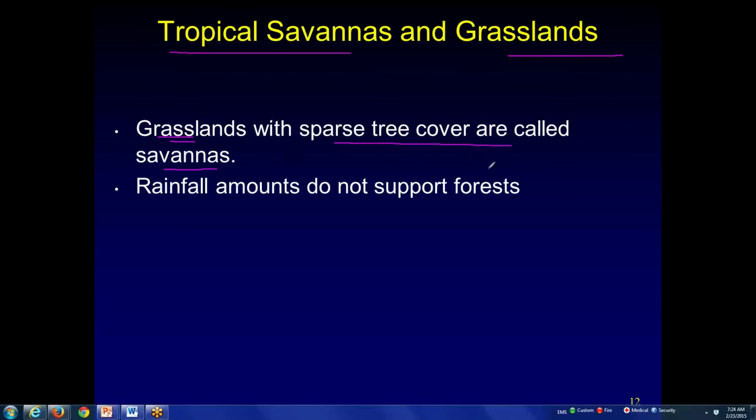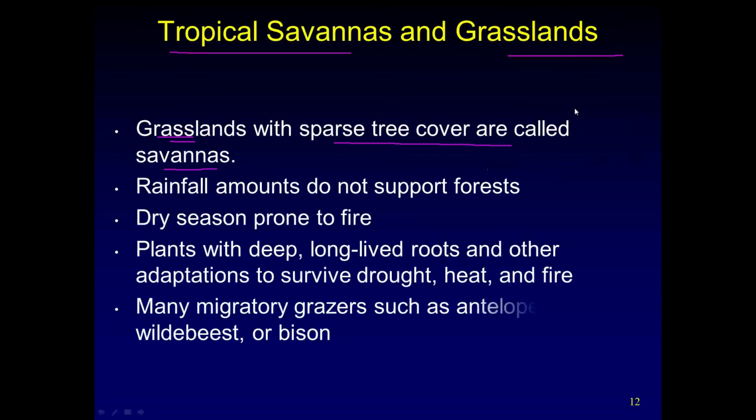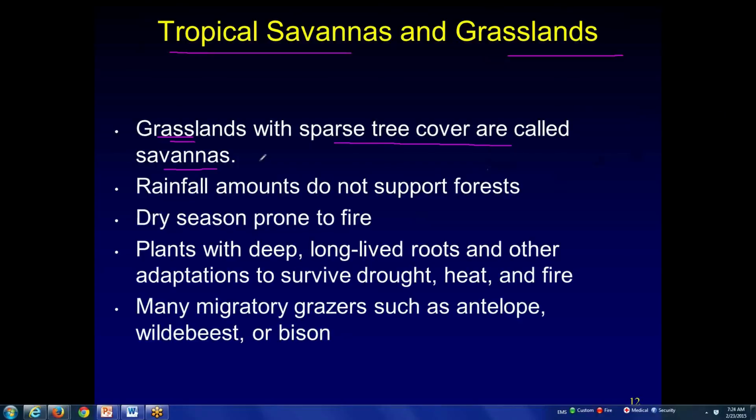And of course, the next thing to come would be a desert. So this is the gradient from tropical rainforest to desert. Let's now see what else we've got to say about the savannas and grasslands.